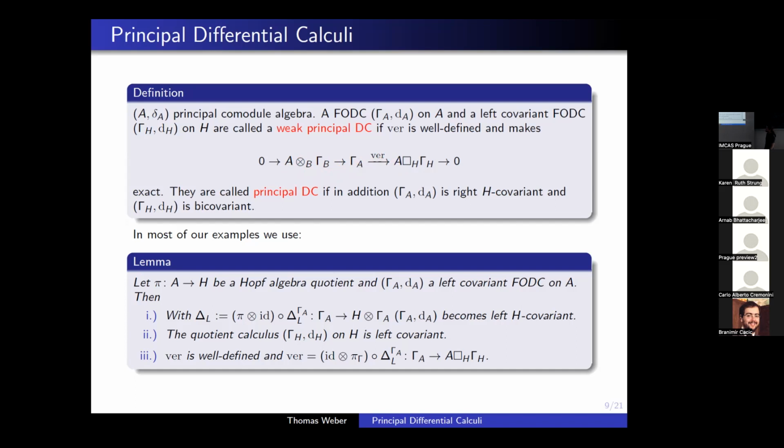Good, and we call it furthermore a principal differential calculus if in addition the calculus on A is a right H covariant one and the one on H is not only left covariant, but even bi-covariant, meaning that we have a left coaction and a right coaction compatible with the module actions and the differential.